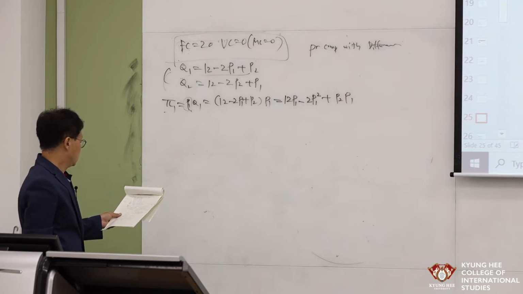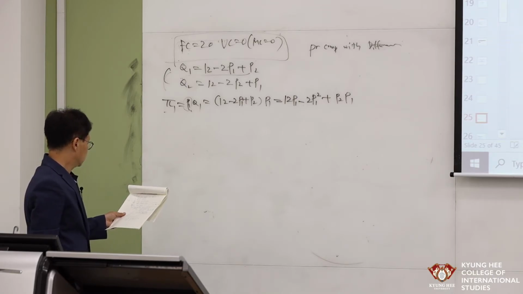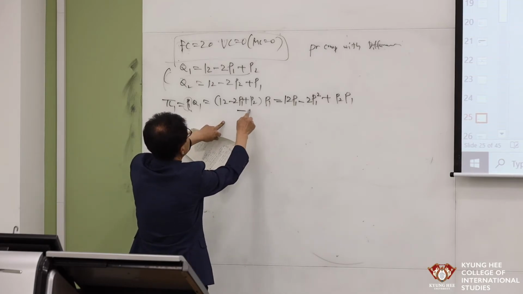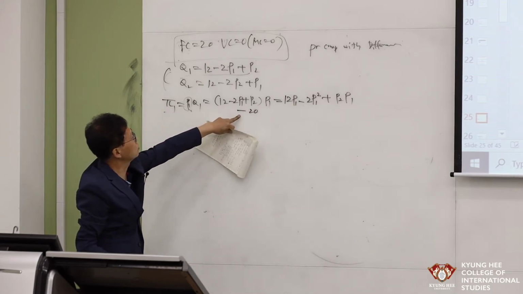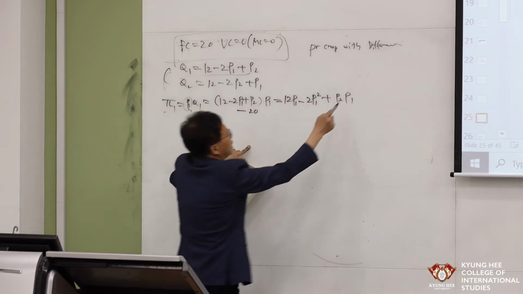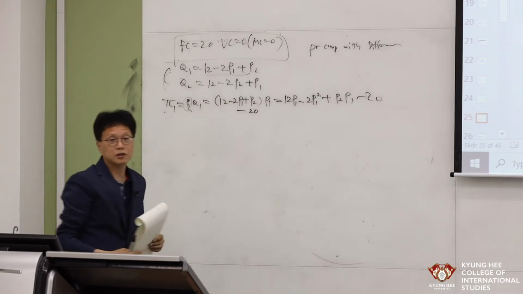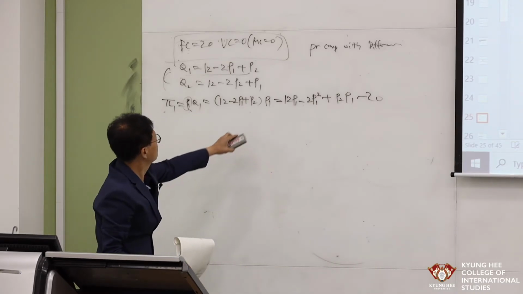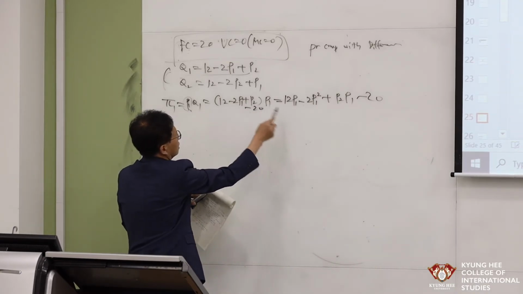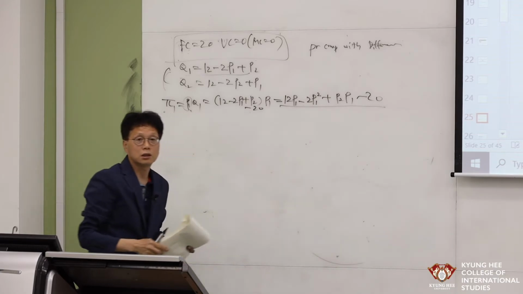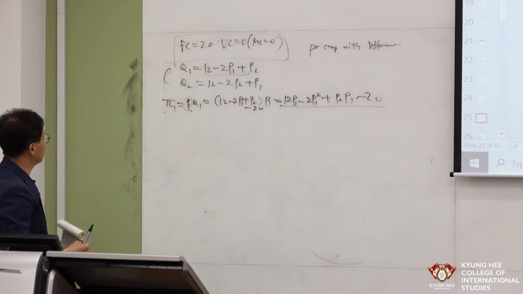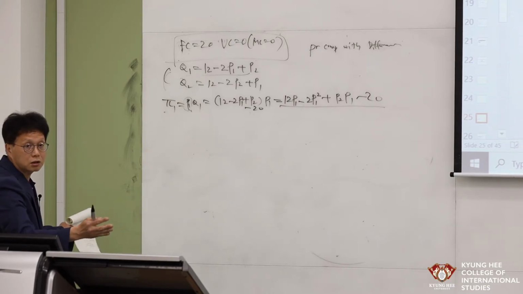Then profit is this one minus fixed cost $20, right? So minus $20. That is fixed cost. So profit is this one minus 20, or this one. Then the profit maximization condition is the first derivative of profit with respect to P1 is equal to 0.